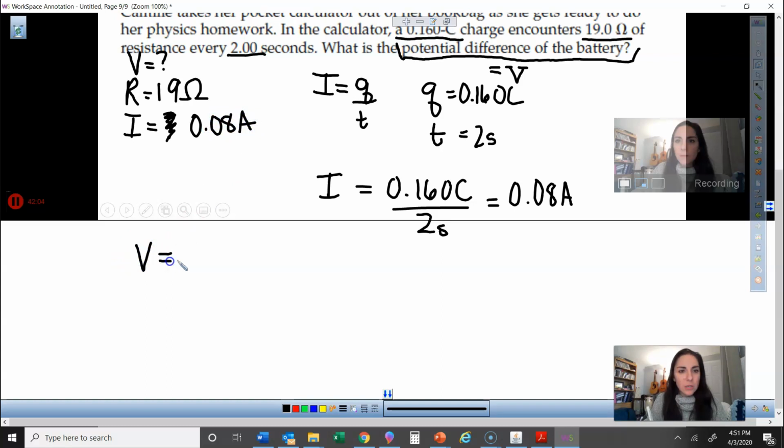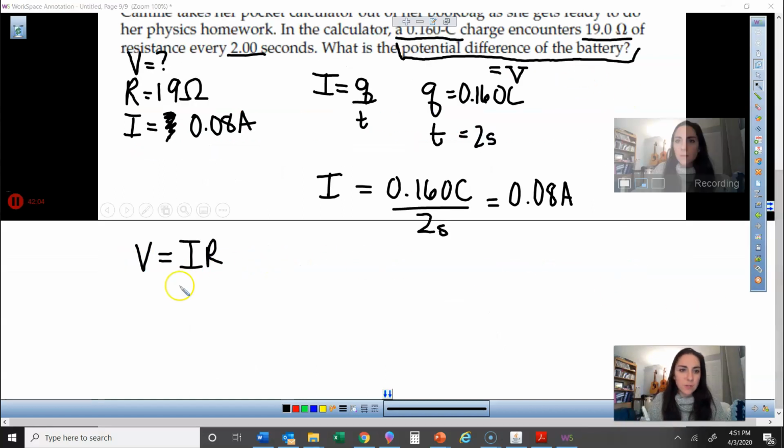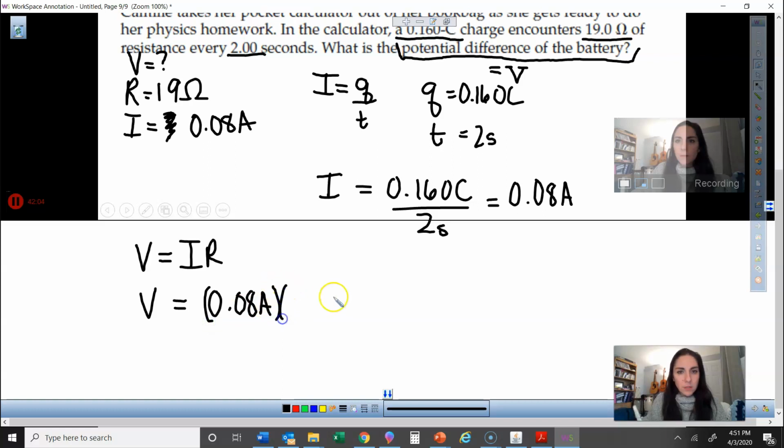So voltage is equal to, if you look at my note up here, IR. You could also plug it in here, both resistance and current, but you'll find that that is in fact true. So I is 0.08 amps, and R is going to be 19. Okay, 1.52 volts is our final answer. Ta-da.